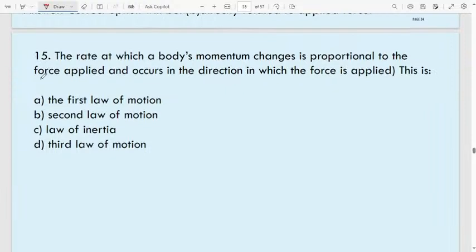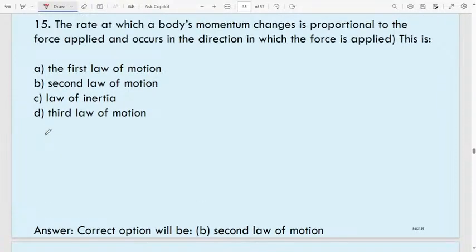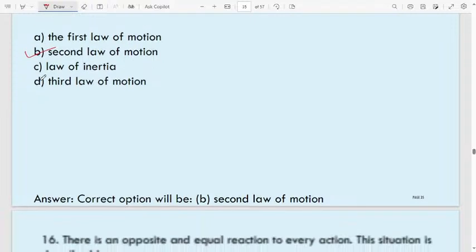Next question, 15. The rate at which a body's momentum changes is proportional to the force applied and occurs in the direction in which the force is applied. Option A, Newton's first law. Option B, Newton's second law. Option C, law of inertia. Option D, third law of motion. Yes, F is equal to ma, that is Newton's second law of motion.